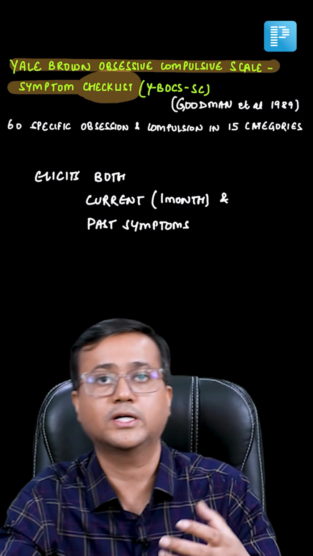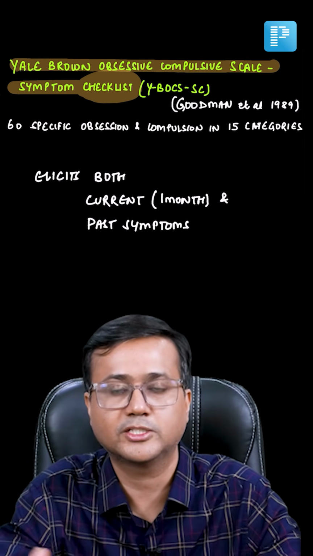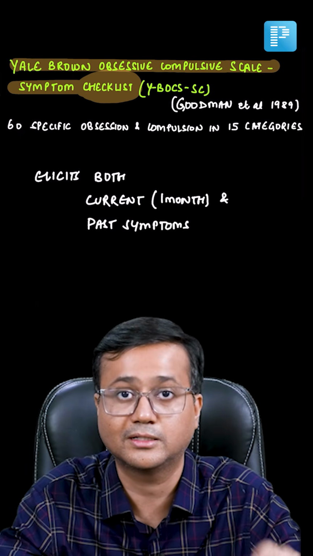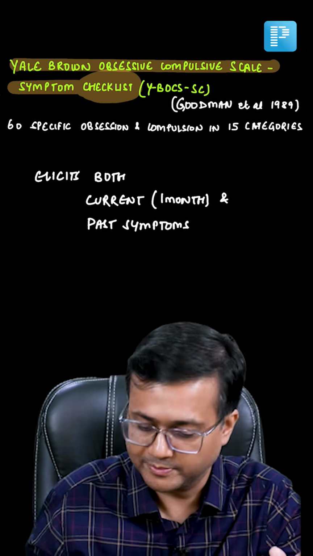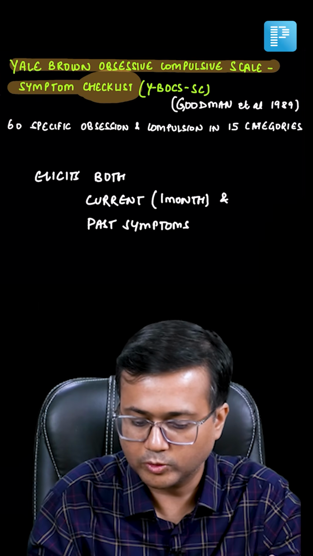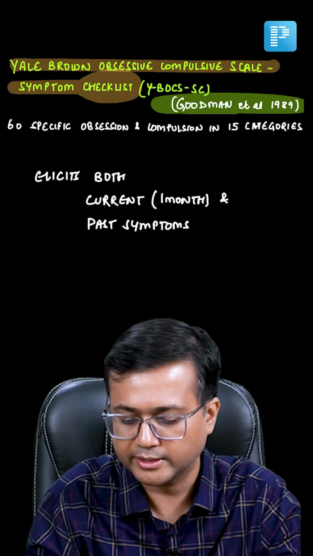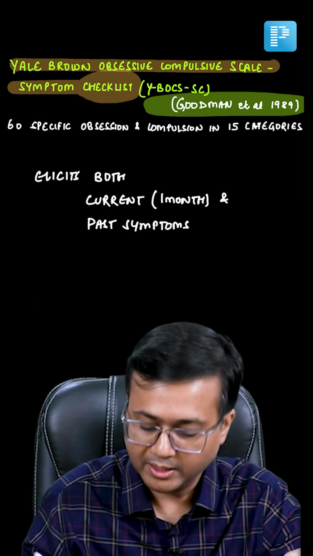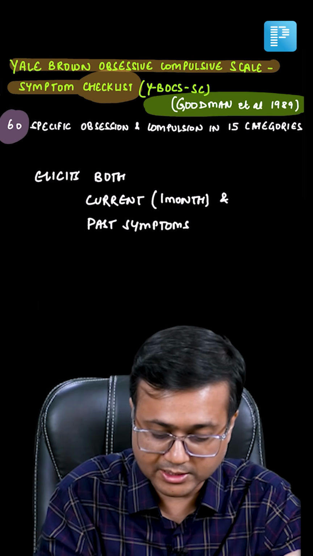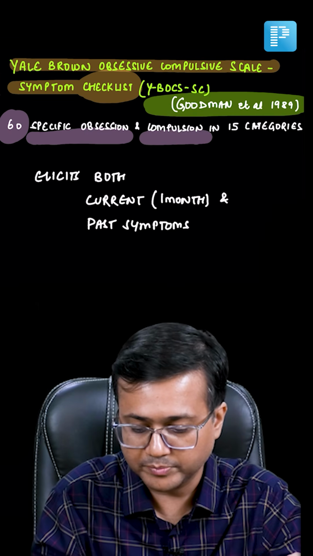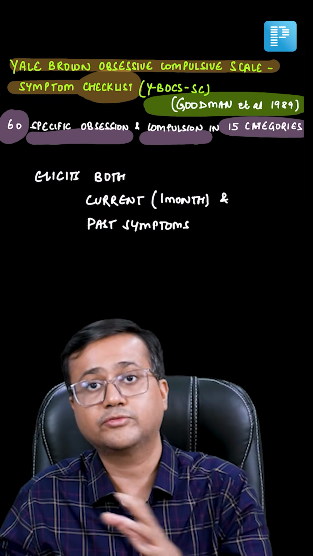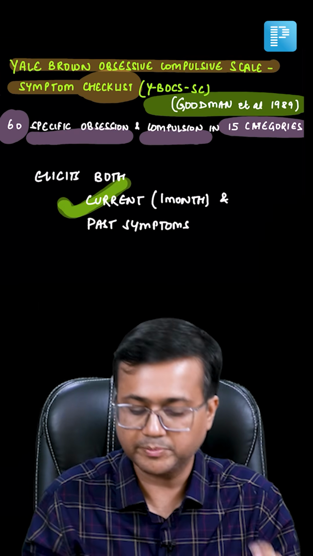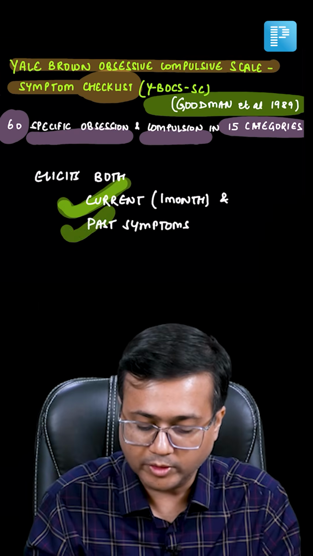Again, whenever you are seeing any case with OCD, especially in the initial part of residency, I always recommend having a look at this Y-BOCS symptom checklist. Now, this Yale-Brown Obsessive Compulsive Scale, that is Y-BOCS, was given by Goodman et al. in 1989. This checklist has 60 specific obsessions and compulsions which are catered in 15 categories. It elicits both current symptoms within a month and also past symptoms.